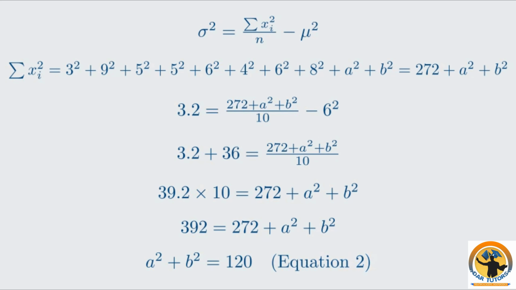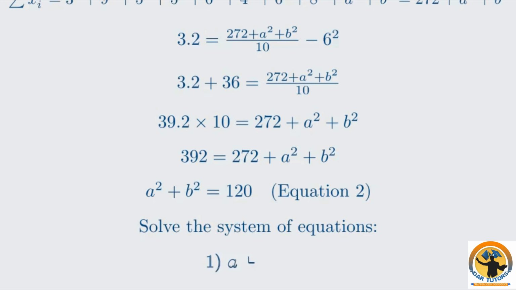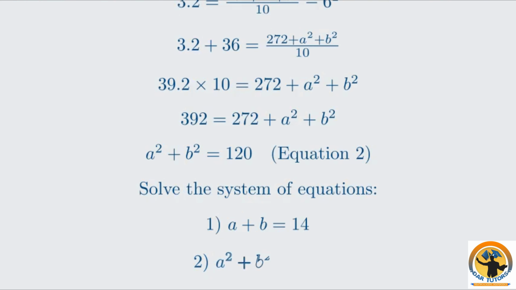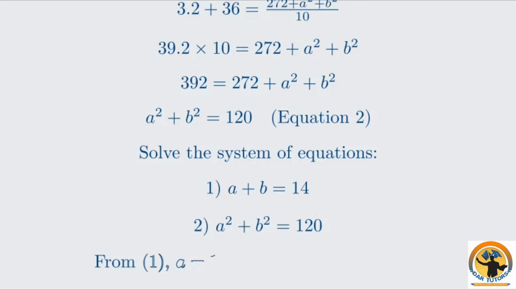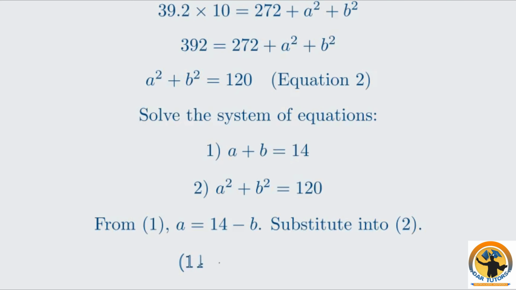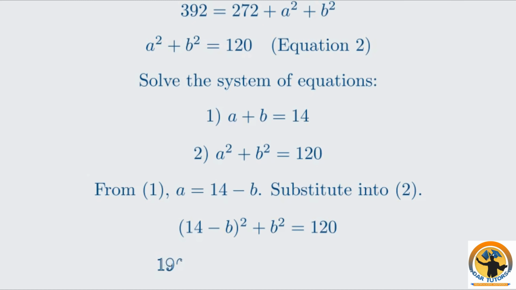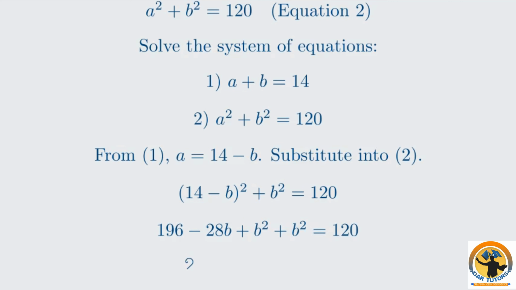We now have a system of two equations with two variables. From equation 1, we can isolate a by saying a equals 14 minus b. Substitute this into equation 2. This gives us (14 minus b) squared plus b squared equals 120. Expanding this, we get 196 minus 28b plus 2b squared equals 120. This simplifies to a quadratic equation.